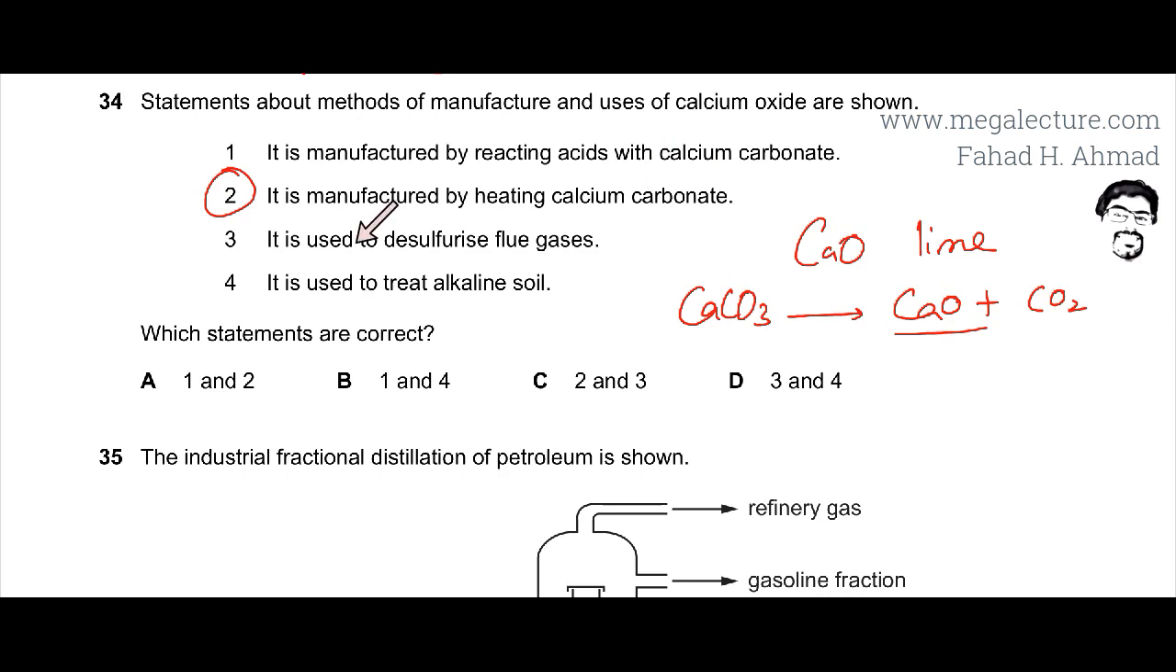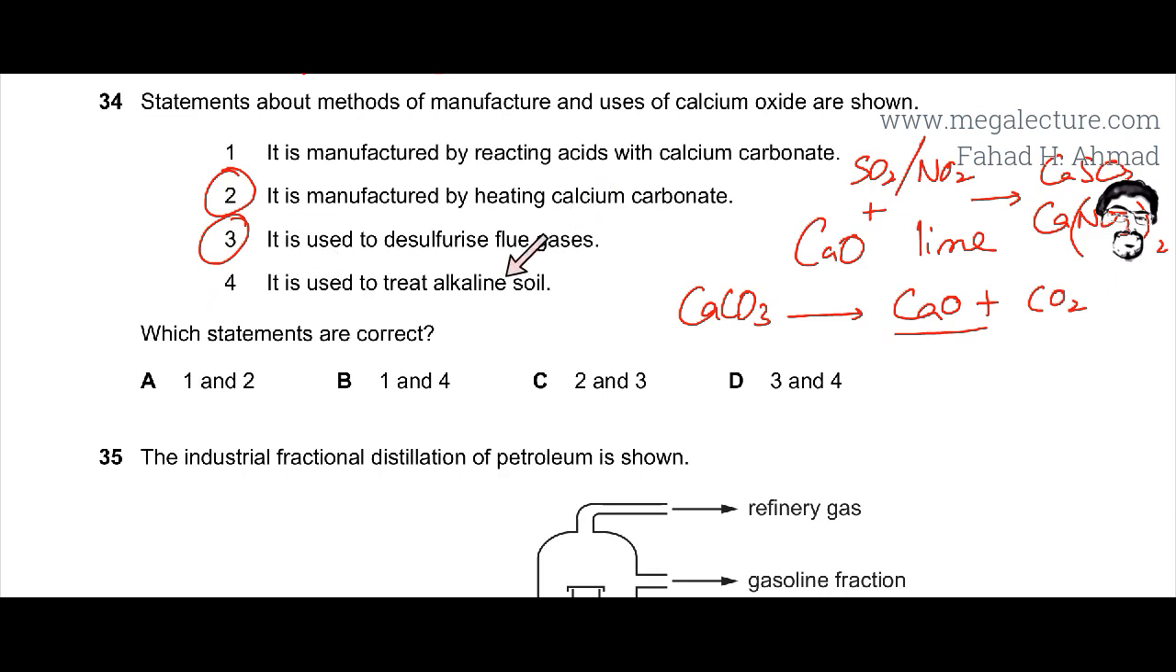Next one is it is used to desulfurize flue gases, which I've already told you is a correct statement, because calcium oxide and acidic gases like sulfur dioxide and nitrogen dioxide, these two gases being acidic, combine and end up forming salts like calcium sulfide and calcium nitrate. So these salts are produced during this reaction. So the flue gases get neutralized, ending up forming salts. So it is used to desulfurize flue gases. That is a correct statement.